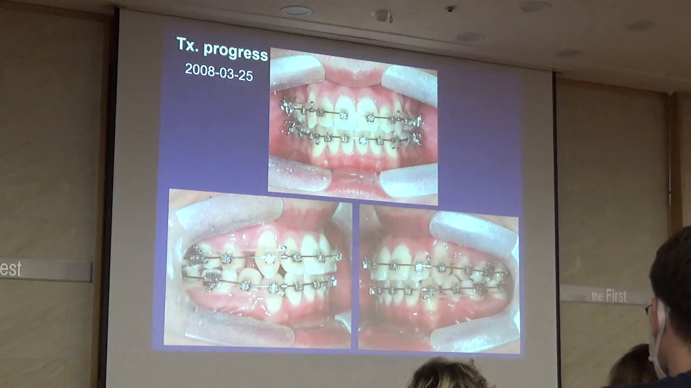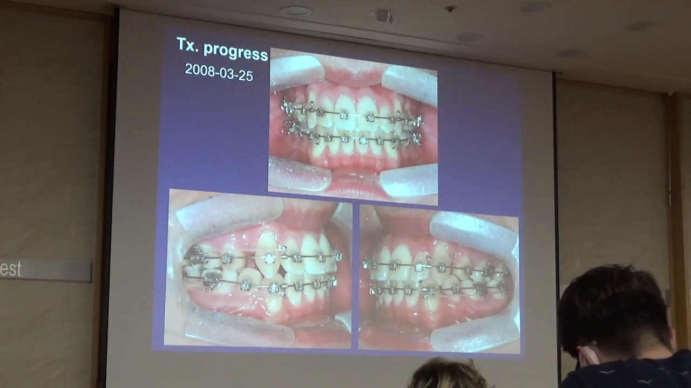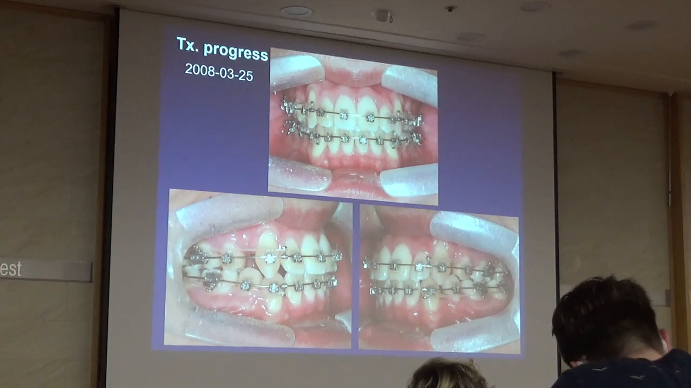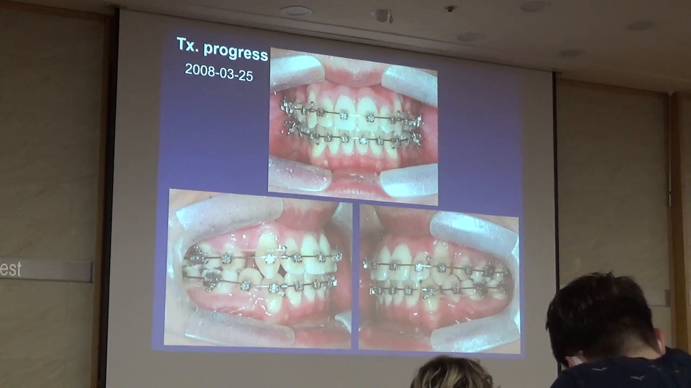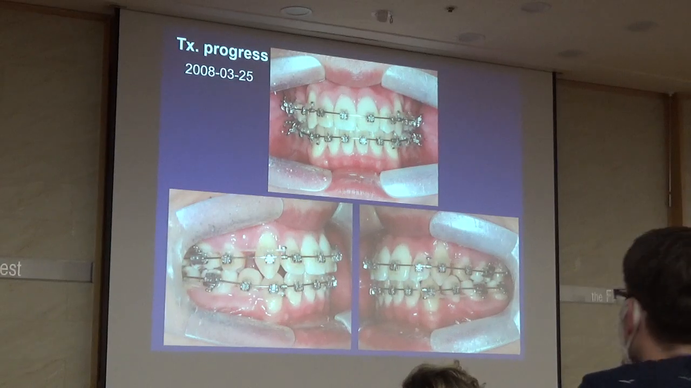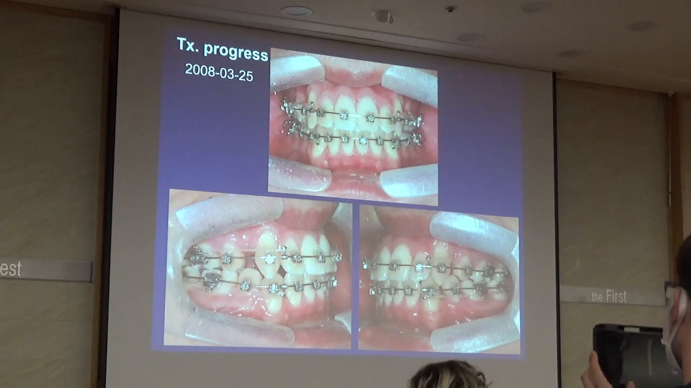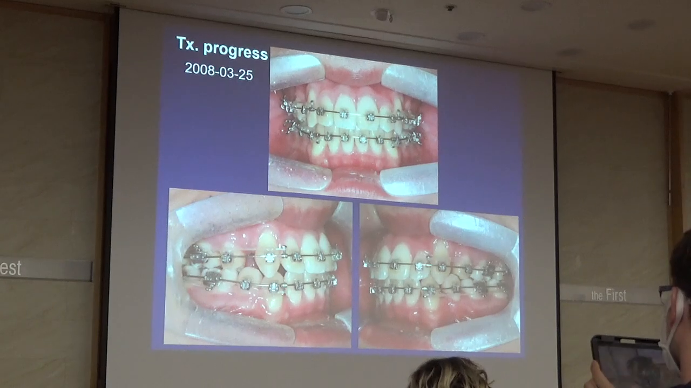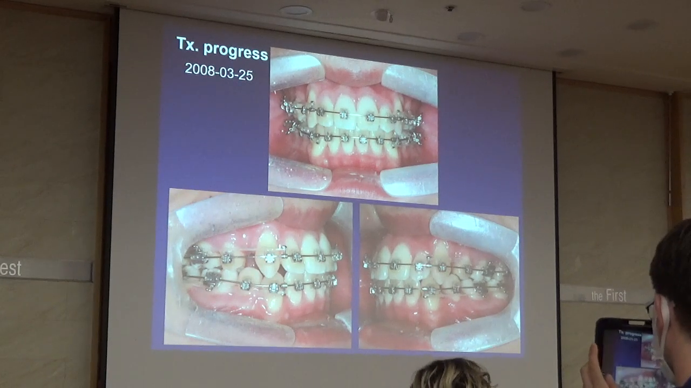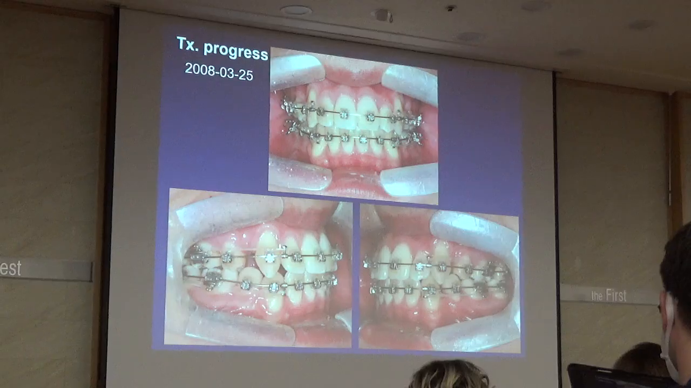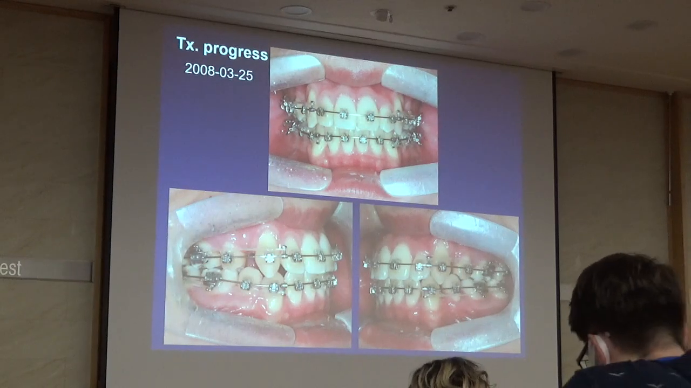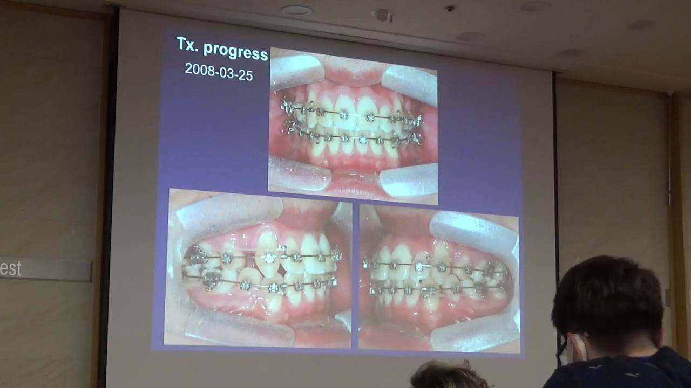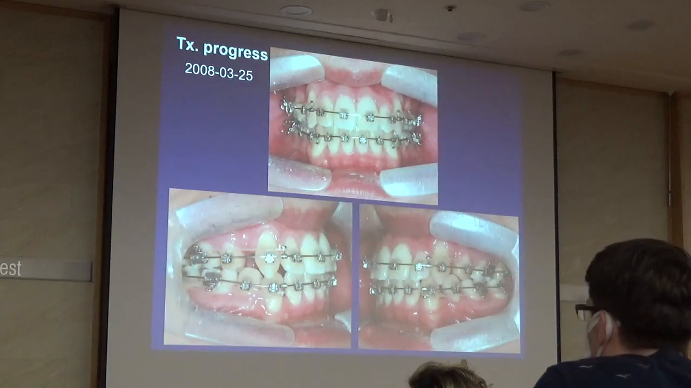Is there anything wrong in the molar relationship? No. Class 1. Is there asymmetry? No. Symmetric. Is there any midline deviation issue? Tiny little, less than 1 millimeter. I don't think it's a big problem. So what is the main issue over here? What do we miss?